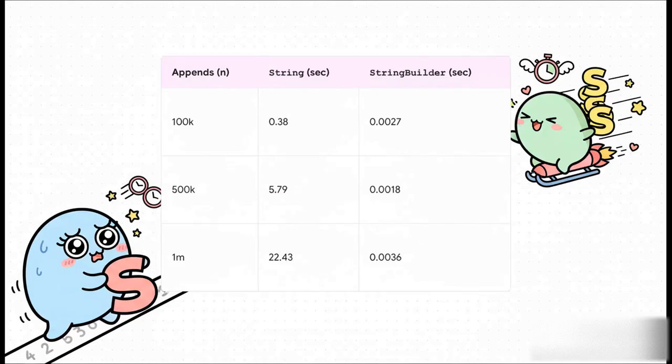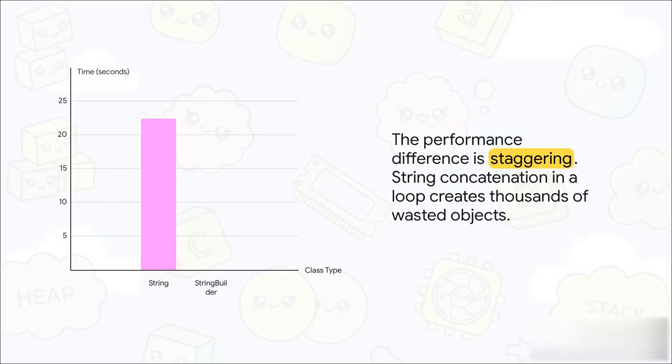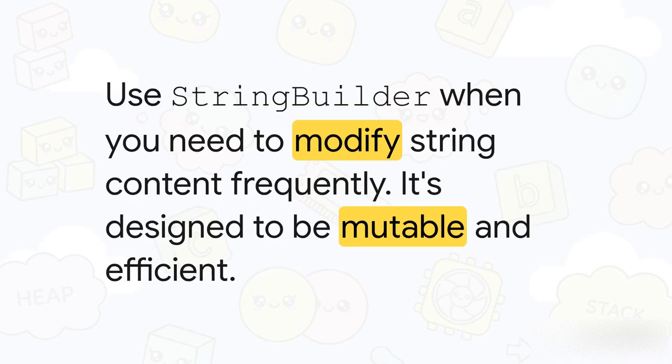Yeah, just look at these numbers. Trying to modify a string over and over is incredibly slow. When you visualize it, the difference is just staggering. It's creating thousands of wasted objects. So the takeaway is simple. If you need to change a string a lot, StringBuilder is the tool for the job.